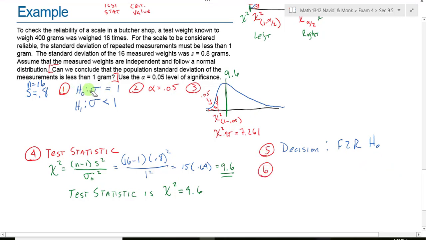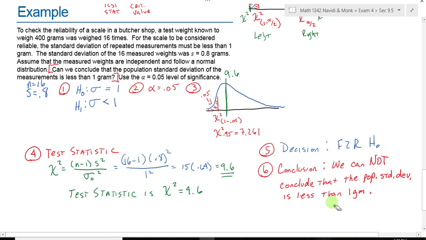Because we failed to reject the null, we did not prove the alternative. The alternative was that the population standard deviation is less than 1 gram. I failed to prove that, so I have to say we cannot conclude that the population standard deviation of the measurements is less than 1 gram. Does it make sense why we can't conclude that? The population standard deviation being less than 1 gram is our alternative hypothesis. We failed to reject the null, so we can't say this. And this wraps up section 9.5.